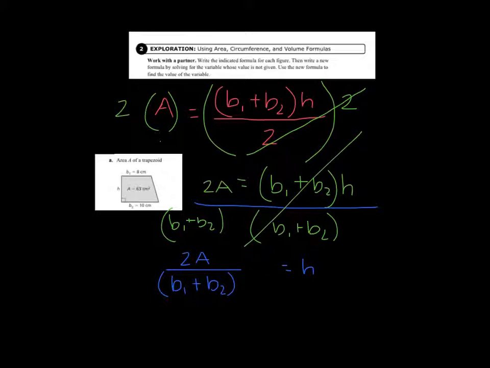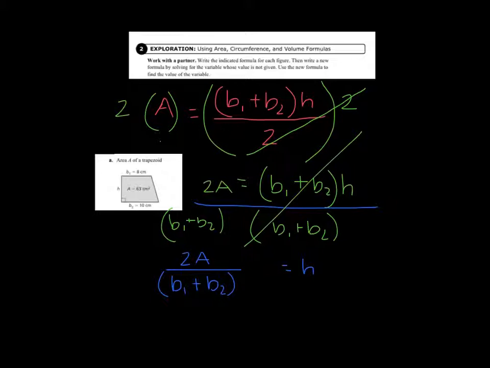And I've done what I'm after. I'm looking for h to be all by itself. So the first thing you have to do is ask yourself what's happening in the equation and then use the opposite, or those inverse operations, to undo it. Okay? Now comes the easy part.